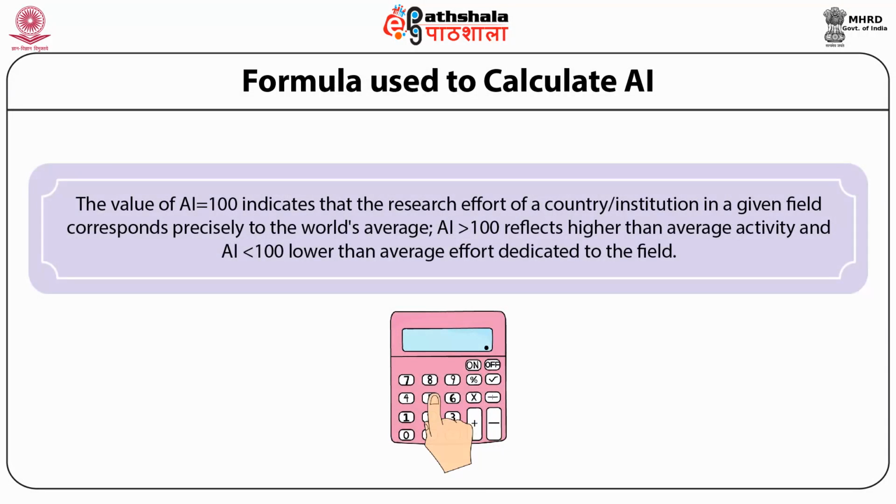The value of AI equal to 100 indicates that the research effort of a country or institution in a given field corresponds precisely to the world average. AI greater than 100 reflects higher than average activity, and AI less than 100 lower than average effort dedicated to the field.